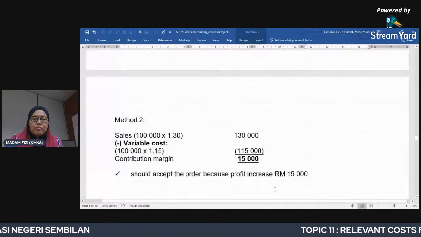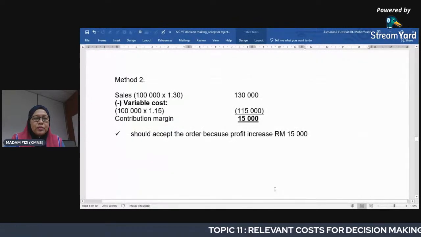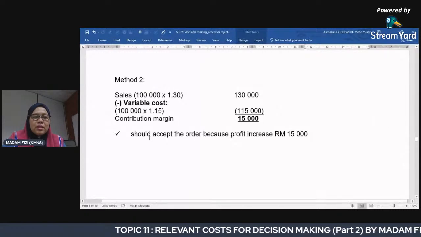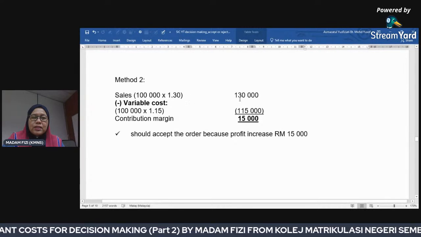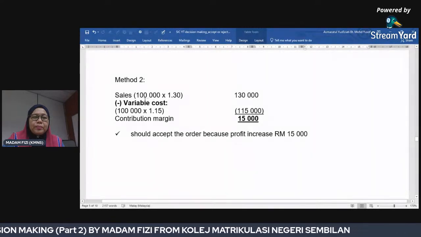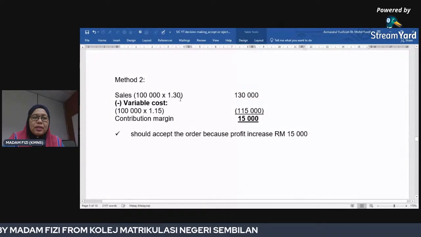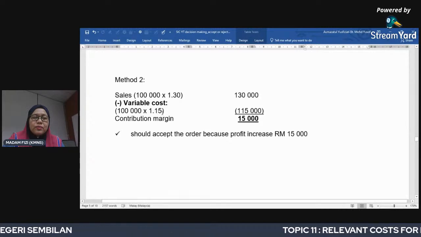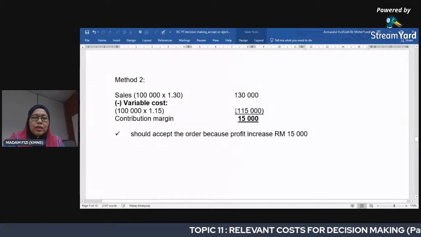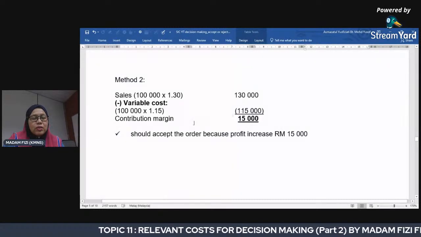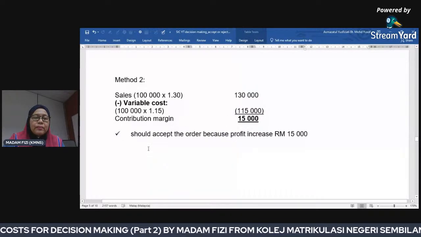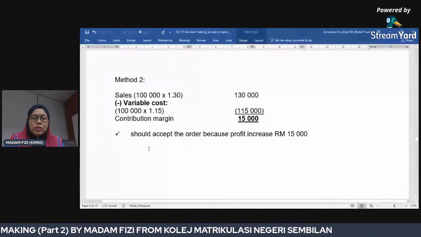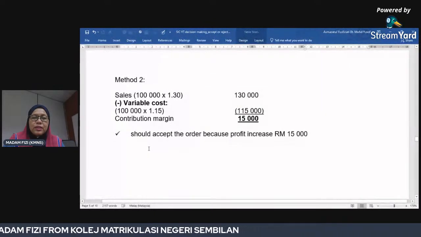If you use method 2, you just take the relevant cost only. So for the sales it is 130,000, the 100,000 times RM1.30, and the variable cost is 100,000 times RM1.15 only. So 150,000. So the contribution margin is 15,000. Then you can make a decision. The company should accept the order because the profit increased by 15,000 ringgit.